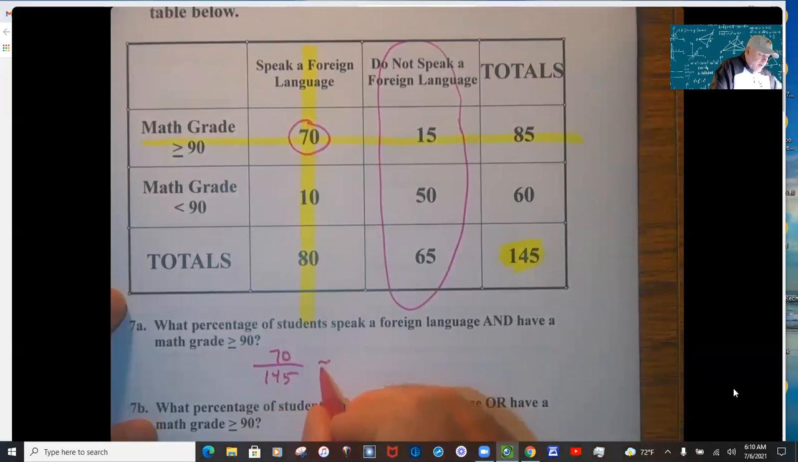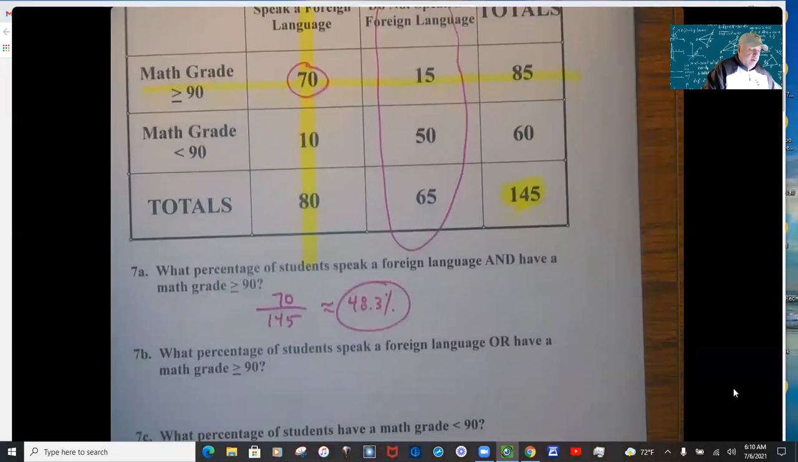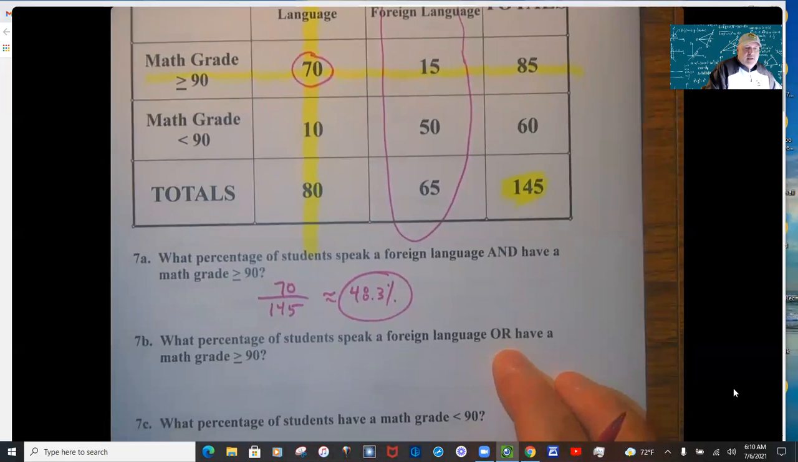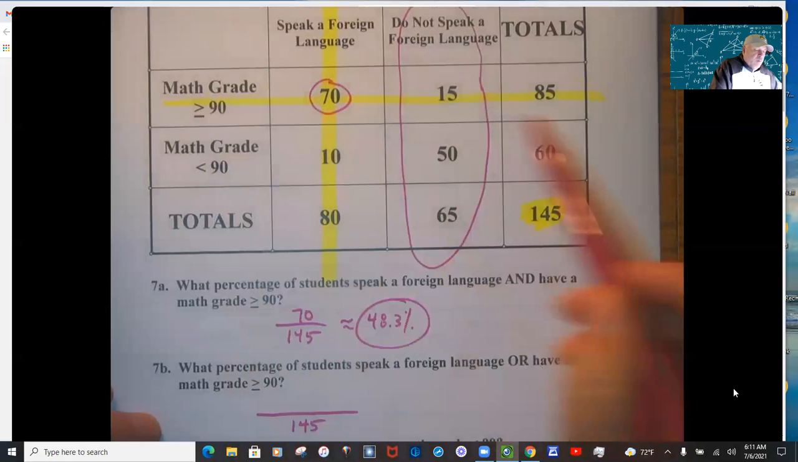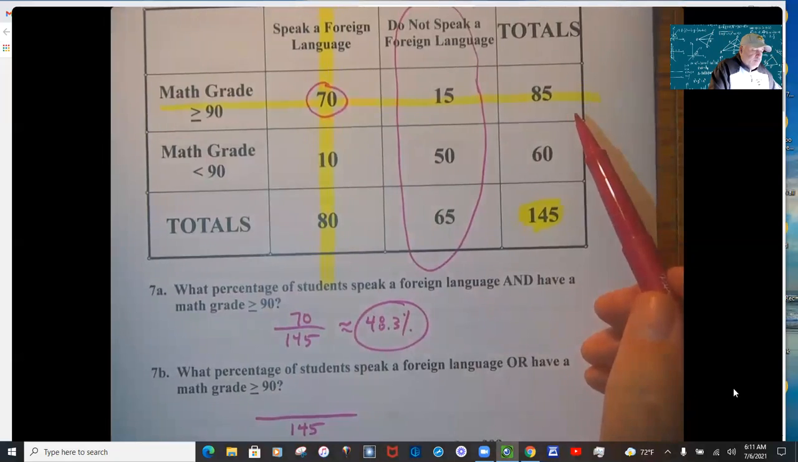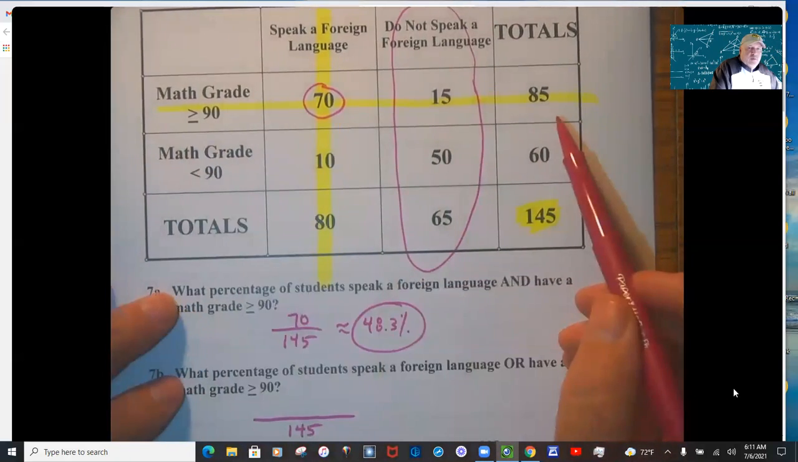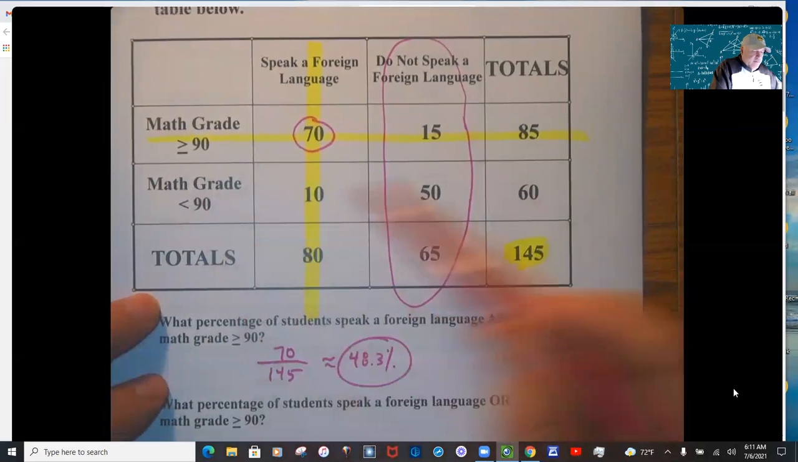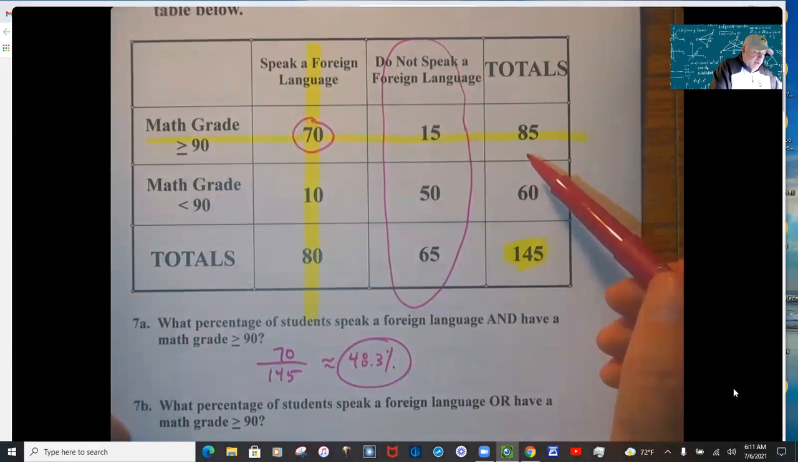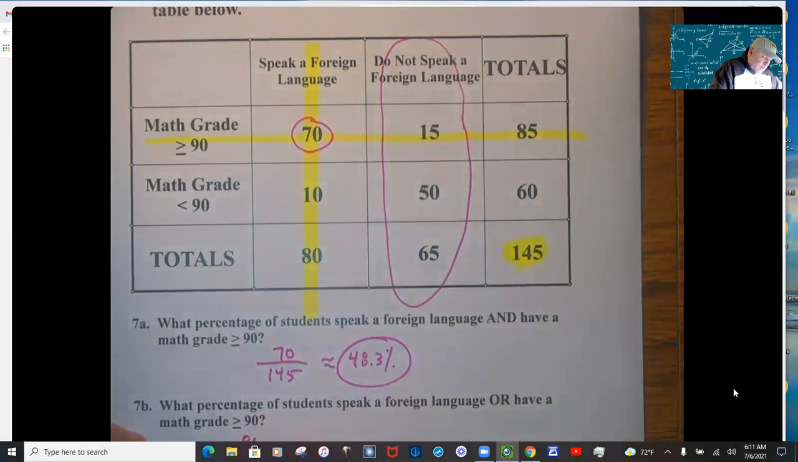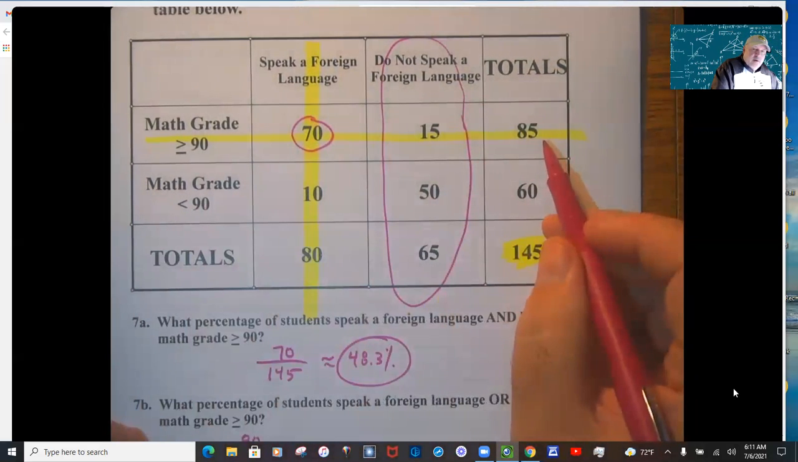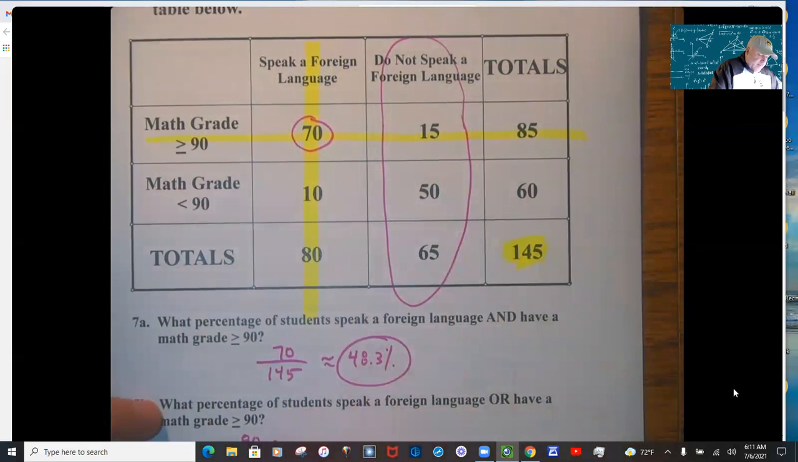And when we divide this out, 48.3%. Now notice we changed the word "and" to "or." So what's the difference here? Now we're looking at these n numbers. Speak a foreign language, there's 80 of those. Have a math grade greater than or equal to 90, there's 85 of those.